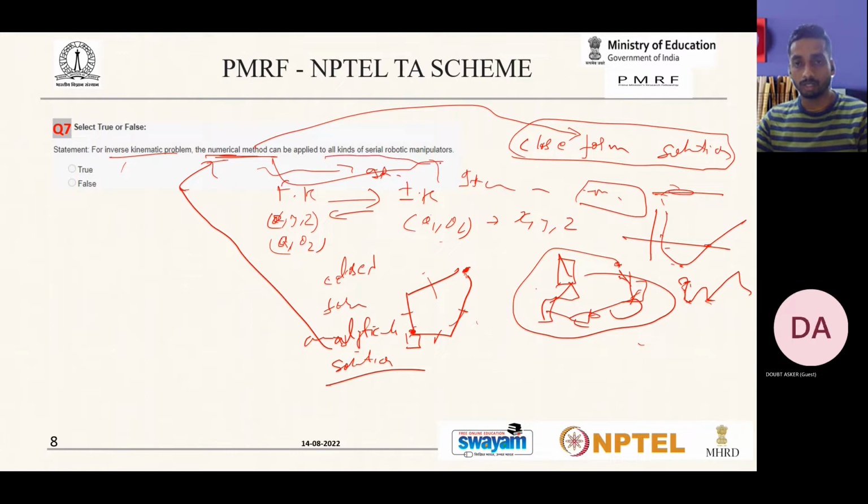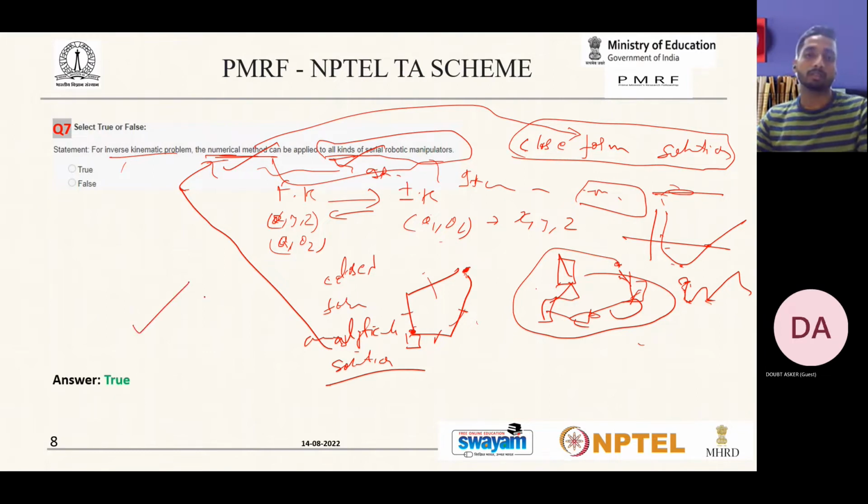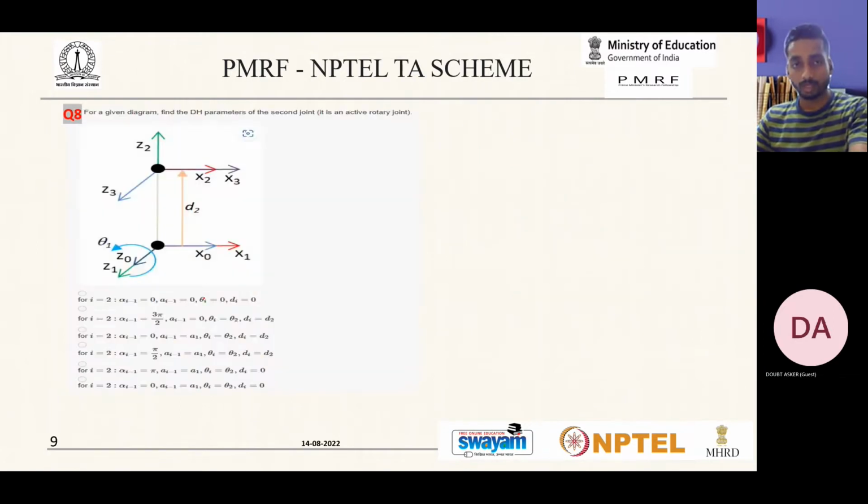So for all kinds of serial robotic manipulators, whether they have a closed form solution or not, for finding theta 1 and theta 2 or the joint parameters given x, y, z, we can use a numerical method. So this is correct. The correct answer for this question is true. For the inverse kinematic problem, the numerical method can be applied to all kinds of serial robotic manipulators. Right. Now let us move to the last question for today's session.